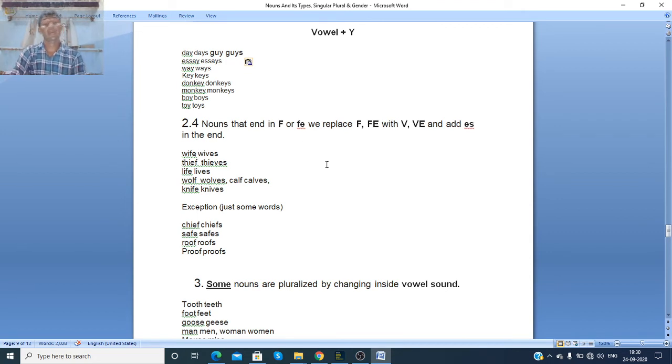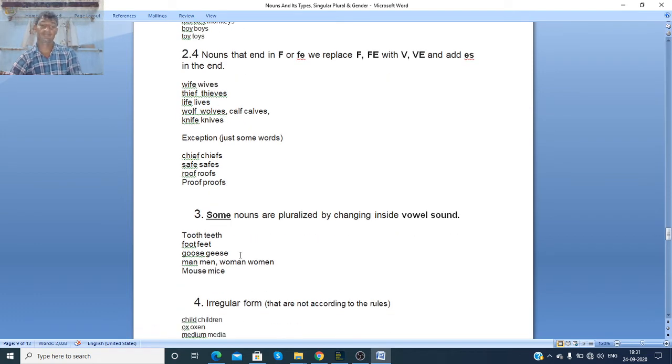And 2.4: for nouns ending in f or fe, we replace f and fe with v and ves. We have already mentioned these rules in the table; these are just some more examples. Wife, wives, thief, thieves, life, lives, wolf, wolves, calf, calves, knife, knives. And some exceptions are chief, chiefs, safe, safes, roof, roofs.